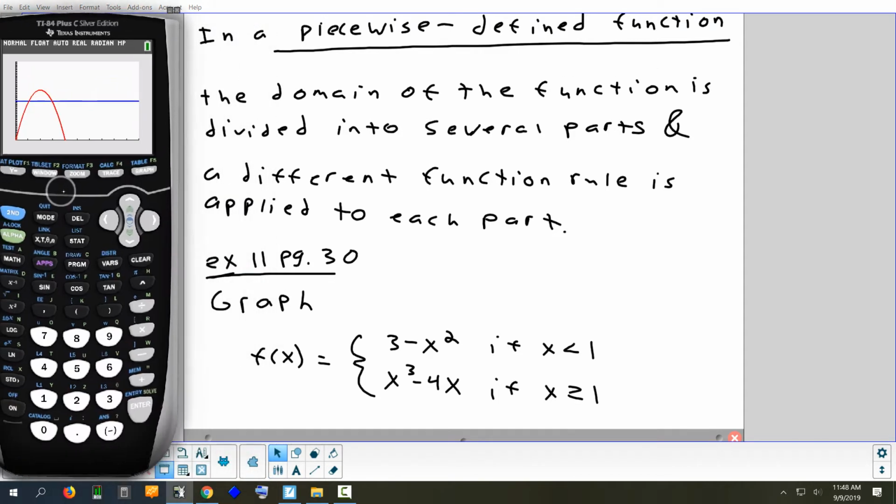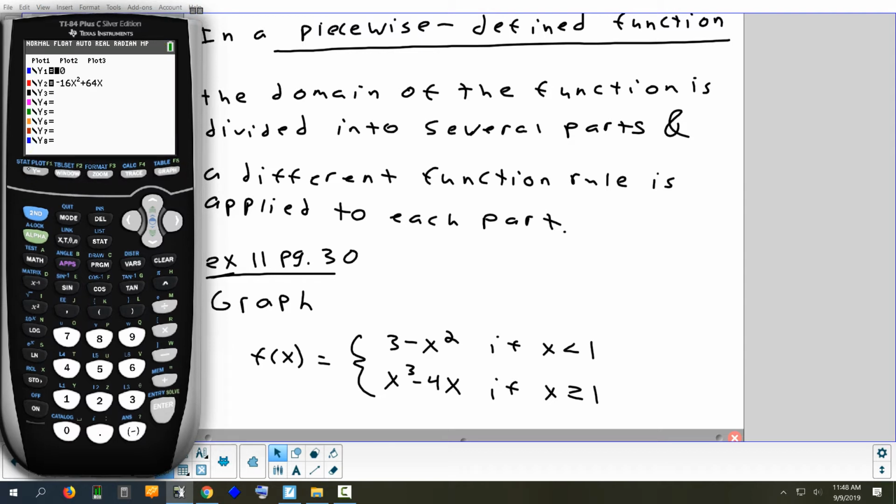So graphing this is pretty similar to graphing anything else. The only difference is you have to use parentheses around your graph and around the condition for when to graph it. So this top one is a parabola. If all I do is type in 3 minus x squared, the calculator is just going to draw a parabola. That's not a good window, but it's just going to draw a parabola forever. It's going to draw the whole thing.